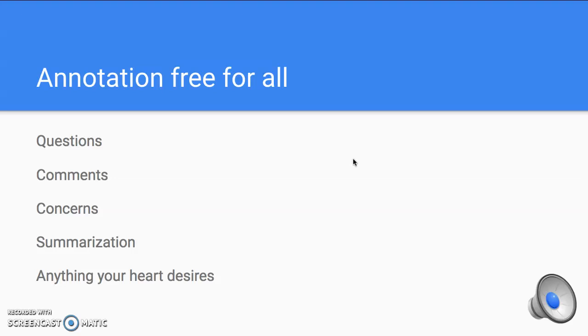In my class, we go through two different types of annotating. So one way that I teach my students to annotate is just kind of like an annotation free-for-all. They just go through and they ask questions, they make comments, any notes, any concerns that they have, they'll summarize, and just anything that they feel necessary to make note of while they're reading.